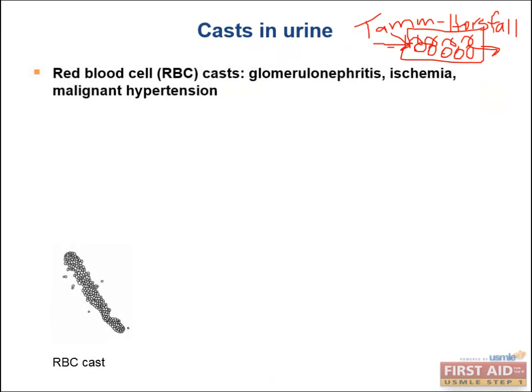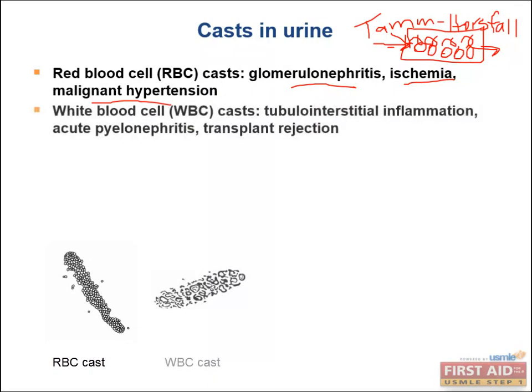Now, more importantly, different casts can contain different cell types or macromolecules, which indicate different pathologies. For example, a cast of red blood cells means that RBCs are leaking through a damaged glomerulus, like in glomerulonephritis, ischemia, or malignant hypertension. Whereas a white blood cell cast means that there is some sort of infection or inflammation in the kidney itself, like tubulointerstitial inflammation, acute pyelonephritis, or transplant rejection.